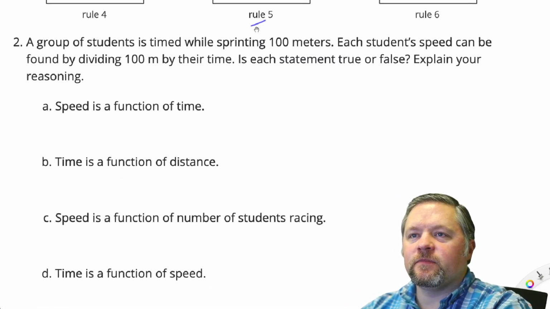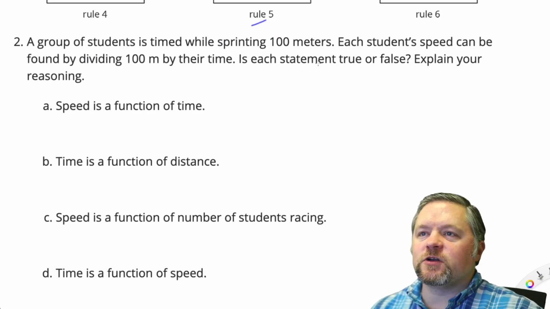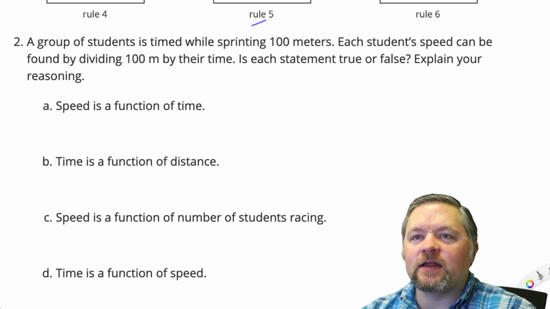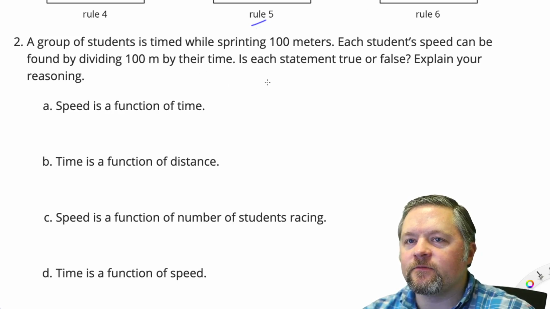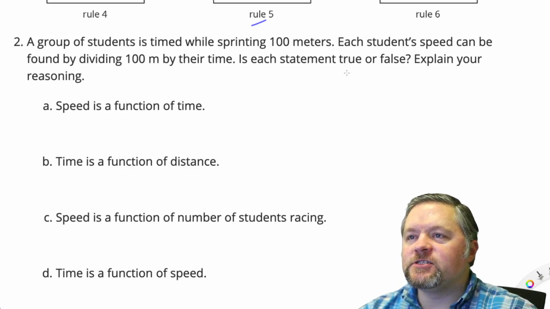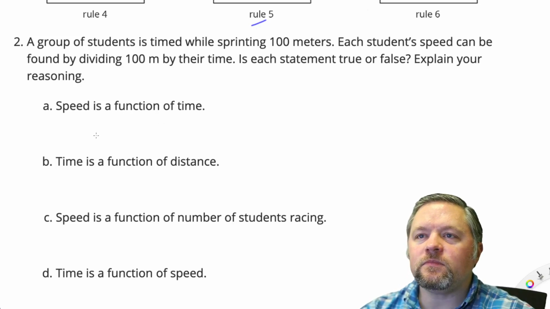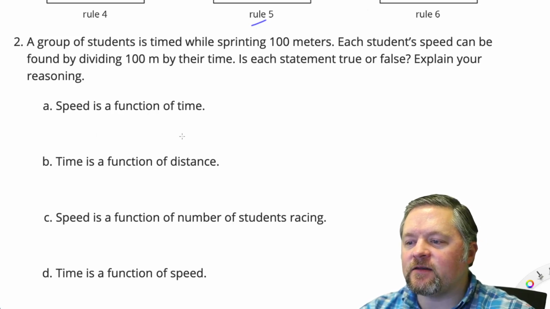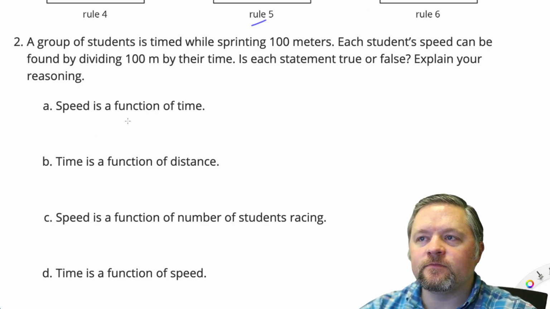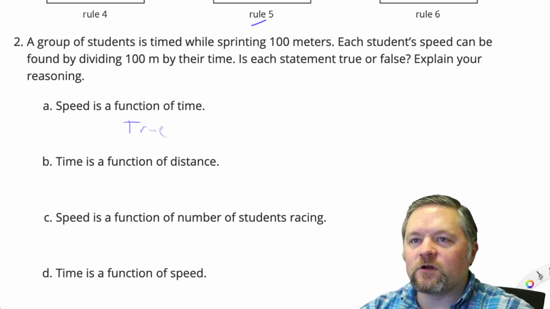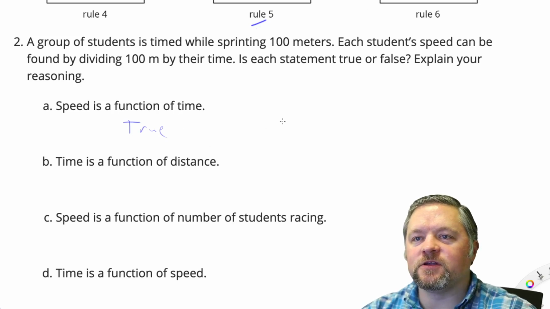Next question. A group of students was timed while sprinting 100 meters. Each student's speed can be found by dividing 100 meters by their time. Is each statement true or false? Speed is a function of time. So does their speed depend on their time? Yes, it does. Speed depends on time. For each speed, you only get one possible time.